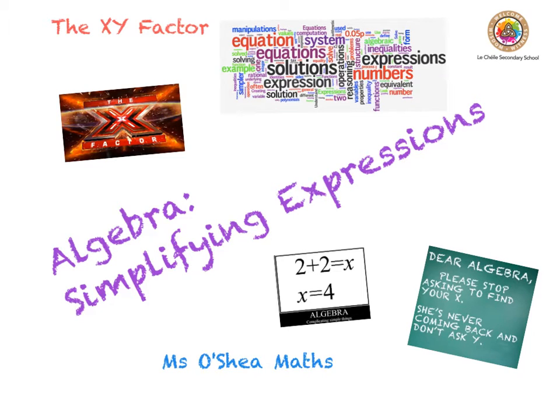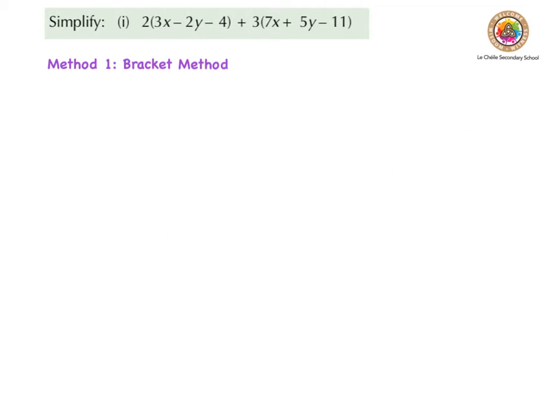Okay, and so today we are going to do the xy factor and simplifying expressions. Okay, so here again we're asked to simplify 2 by 3x minus 2y minus 4 plus 3 multiplied by 7x plus 5y minus 11. So simplify, or expand sometimes is the word often used, and that's basically just to rewrite this without any brackets.